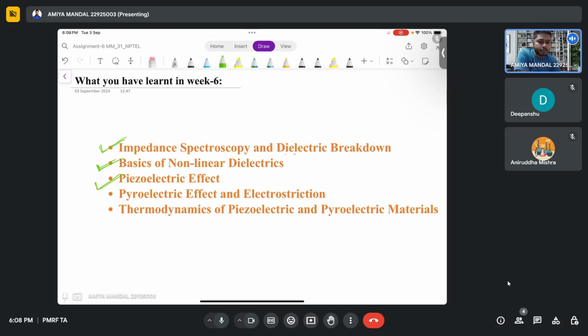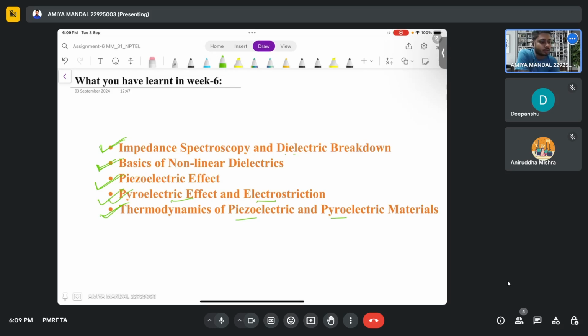Next is the pyroelectric effect: the effect of temperature on polarization and the corresponding tensor values. This is also included in the week 6 assignment problems. Next, the thermodynamical concept. This means the free energy function and its variation with thermodynamical properties like entropy, electric field tensor, and stress tensor. We will discuss everything in the case of piezoelectric and pyroelectric materials.